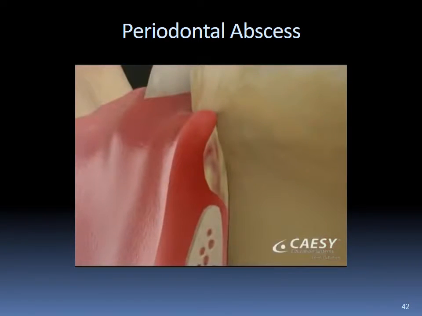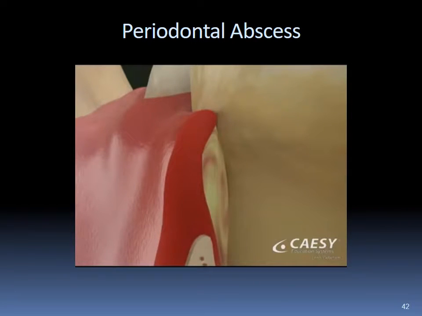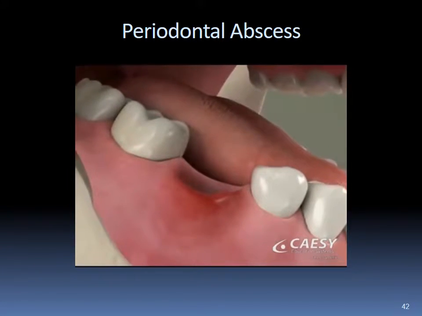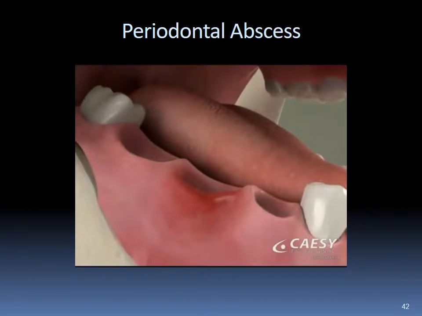A periodontal abscess can cause pain and swelling, and if left untreated, can cause damage to supporting bone and ligaments in a short period of time. It can also lead to the loss of the affected tooth and sometimes even the neighboring teeth.